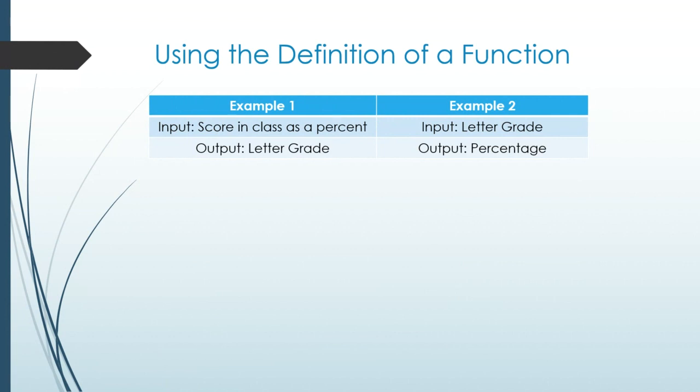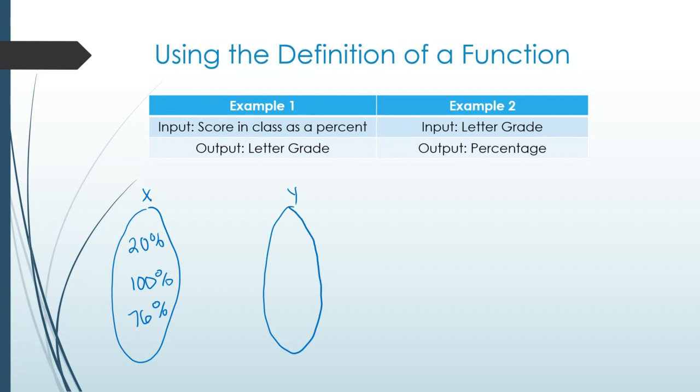So example 1, let's say your input is the score in class as a percent. Let's say my possible x's, and I'm not going to list every possible score you can have in class, just a few of them. So let's say there's a 20%, somebody's awesome and has 100%. Let's say we've got a 76%. And then your output is the letter grade. And actually, I'm also going to put a 72% there. For our outputs, we've got A, B, C, D, and F as our possible letter grades. So if I have a 20%, that's an F. A 100% is an A.